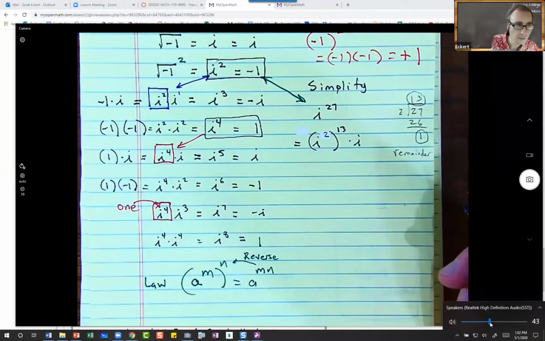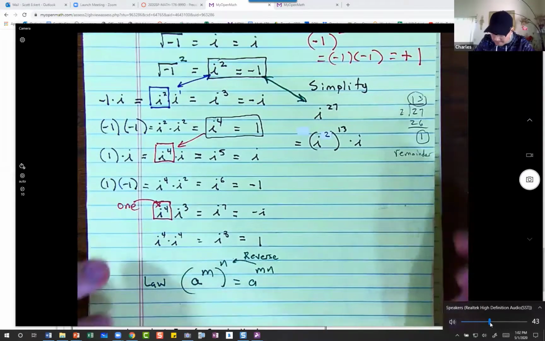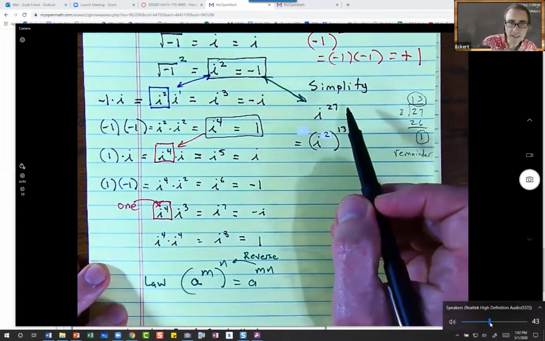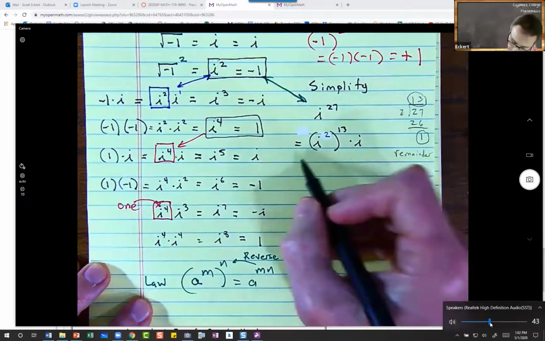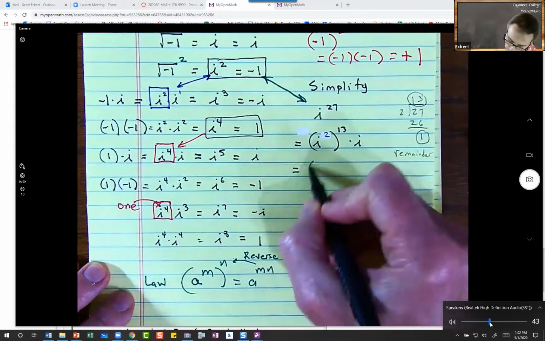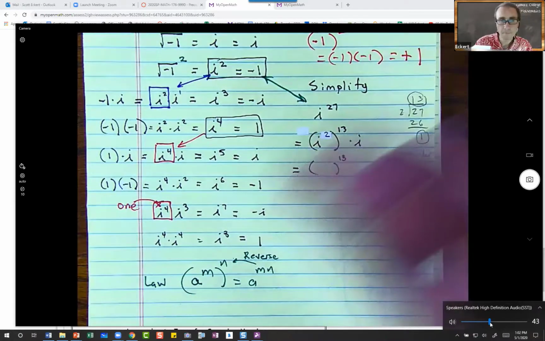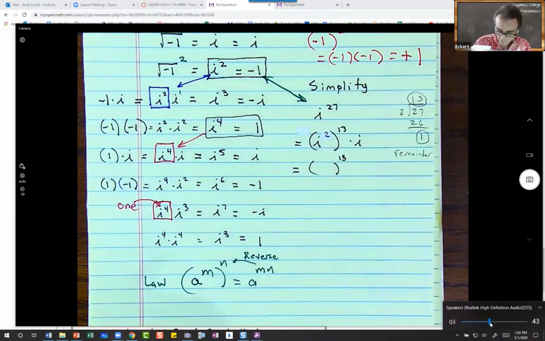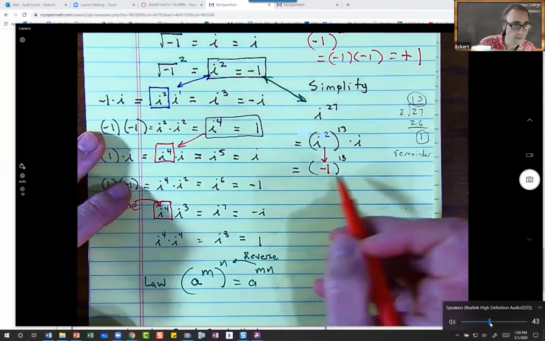You guys with me? Yes. So by breaking the 27th into powers of i squared, this is going to simplify because what does i squared equal? -1. -1. That's easy.